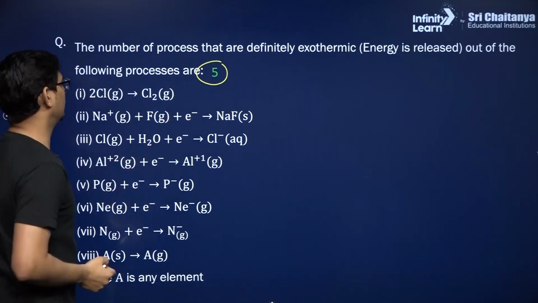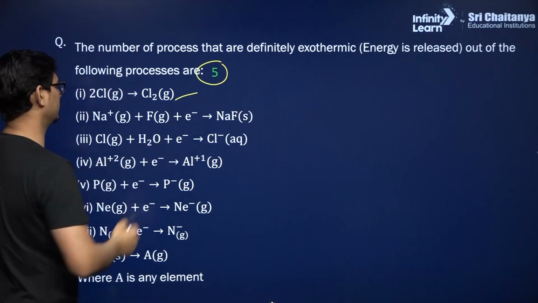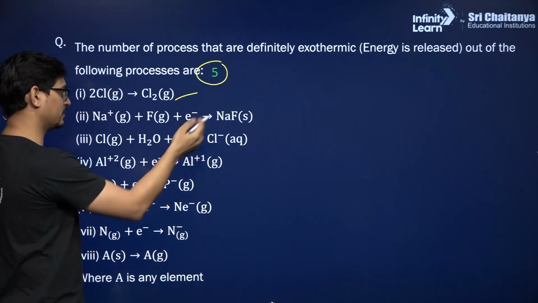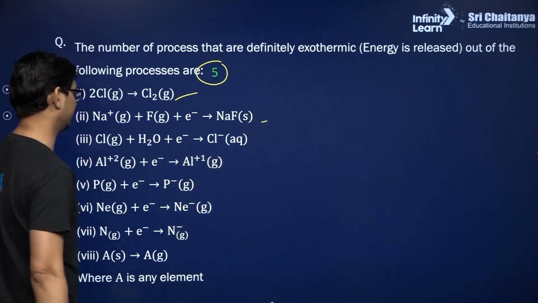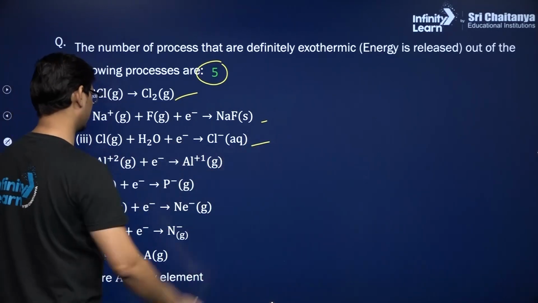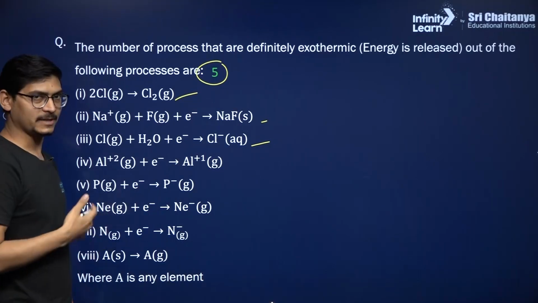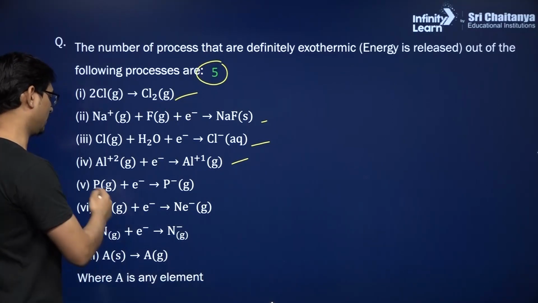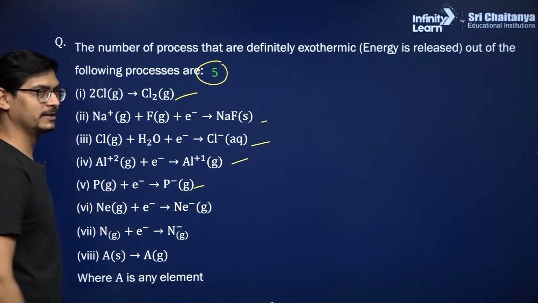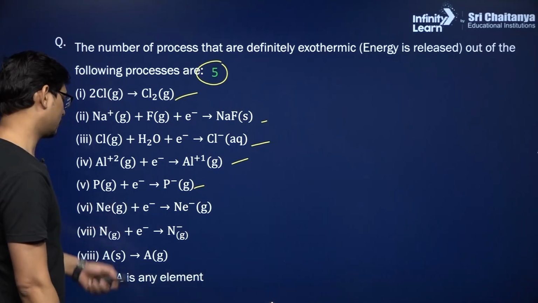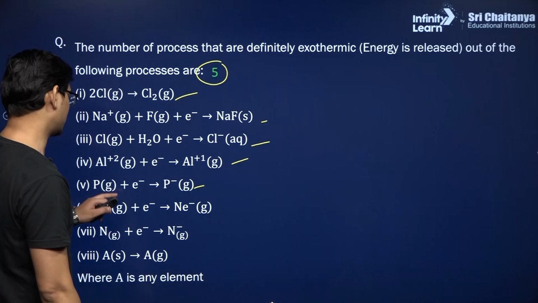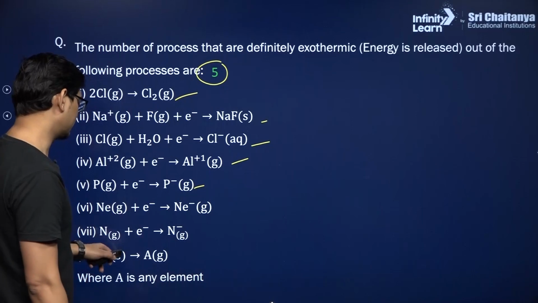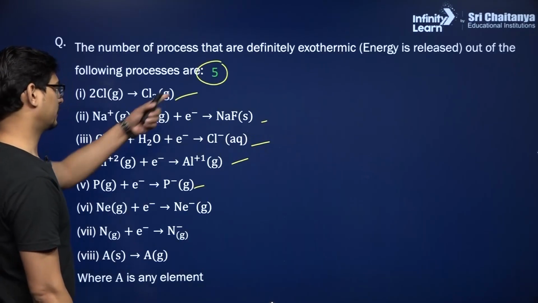You can figure out chlorine gas combining, forming molecule, that will be exothermic. Sodium ion, fluorine gaining electron, electron gain enthalpy of fluorine is negative, and the bond formation will be again exothermic. This will also be negative, right? Chlorine gaining electron, electron gain enthalpy, that will also be negative. If you remove electron from aluminum, that is endothermic. If you add electron to aluminum 2+ ion, that will be again exothermic, right? Phosphorus gaining electron, that will also be exothermic. Nitrogen gaining electron, neon gaining electron, they are not exothermic, right? The electron gain enthalpy of noble gases is positive, electron gain enthalpy of nitrogen is positive, and sublimation is always endothermic. So here the correct answer will be 5.